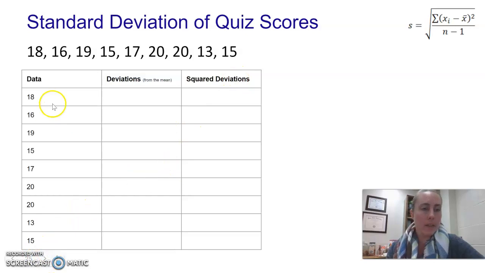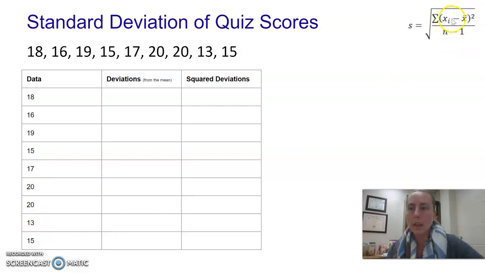So we'll fill in our data values. 18 was our first data value, then 16, 19. I'm just rewriting this list vertically as the beginning of each row. So 18, 16, 19, 15, that just came from this list, 17, 20, 20, 13, 15. We're going to fill those in. Those are our data values. That represents our xi in the middle of this formula.